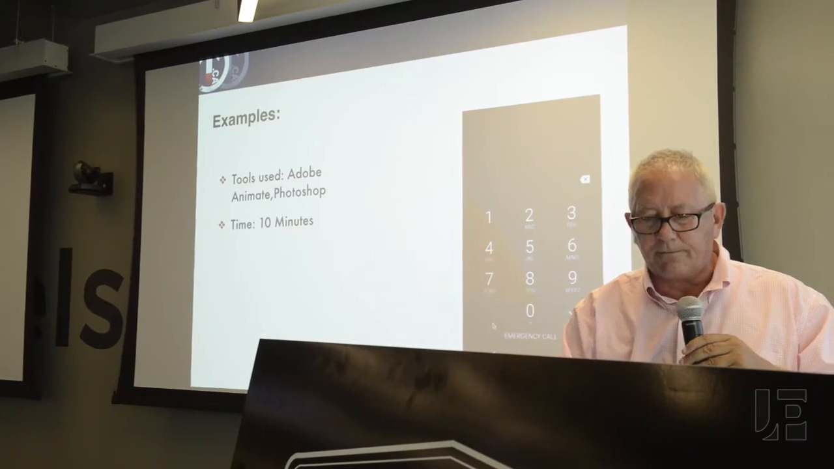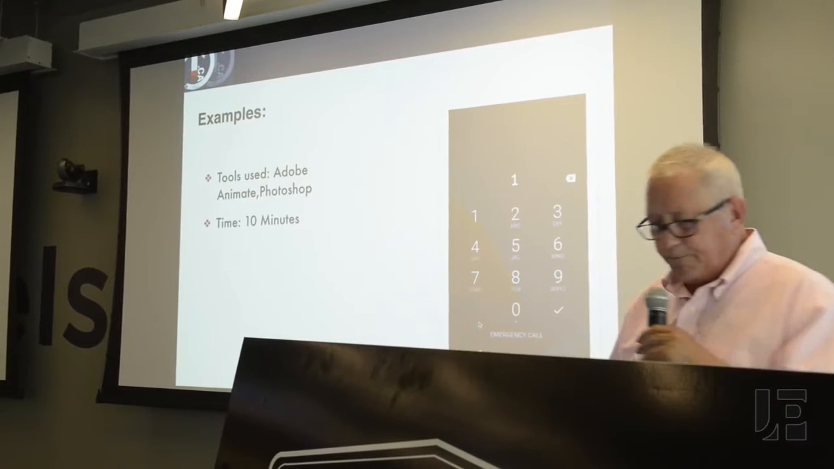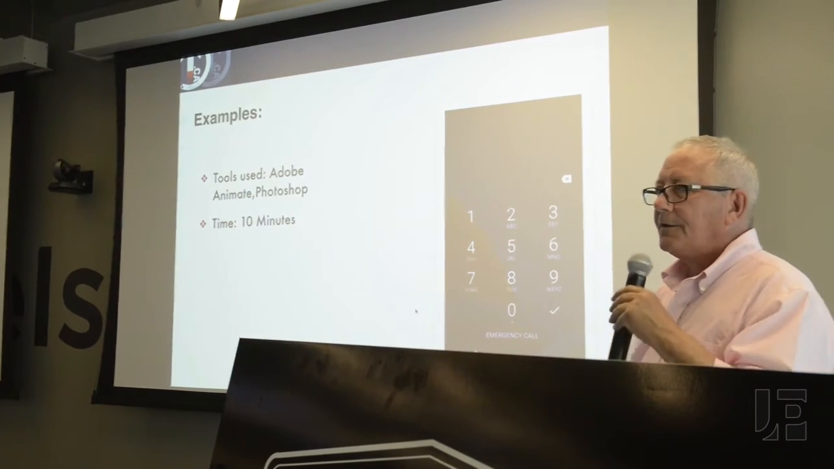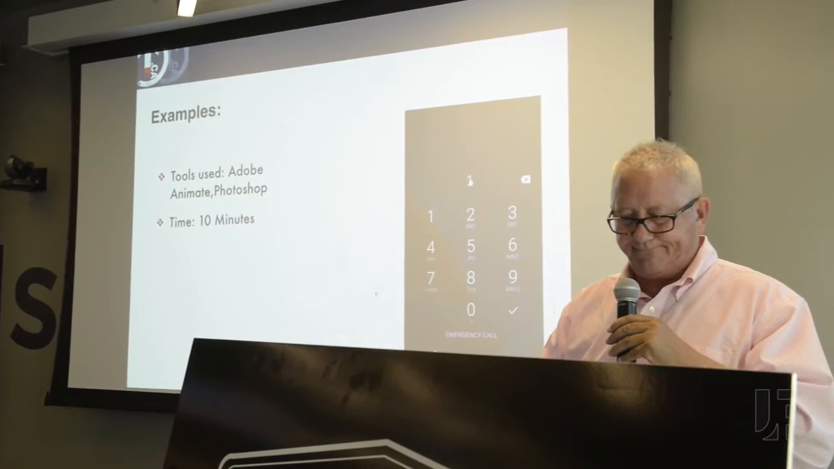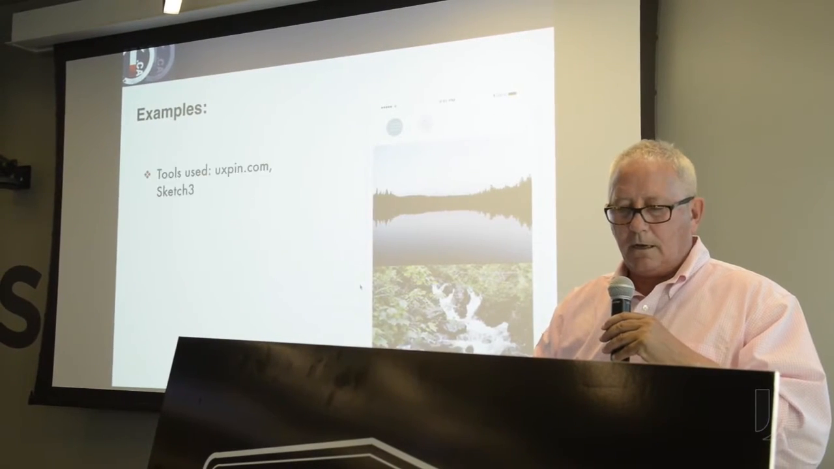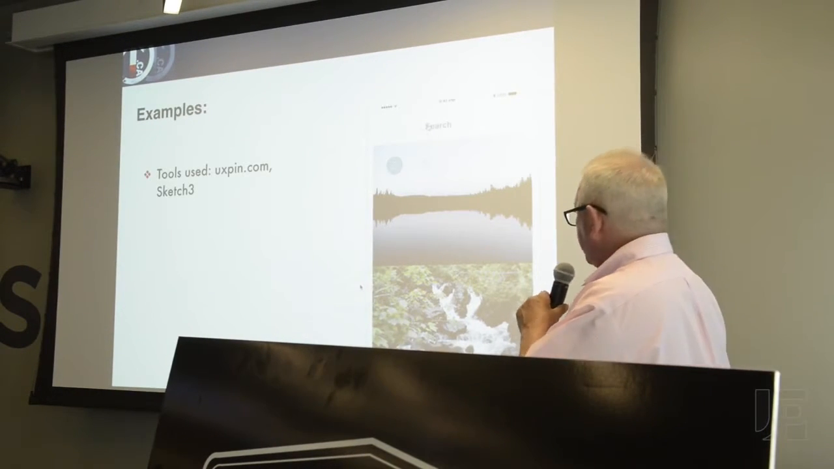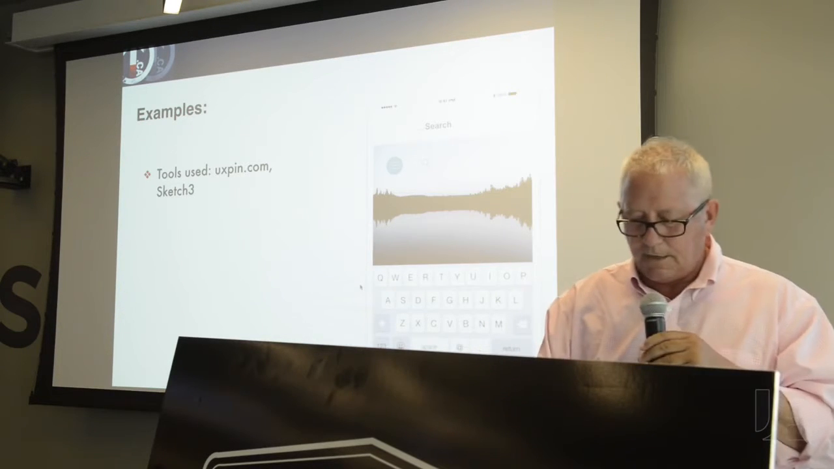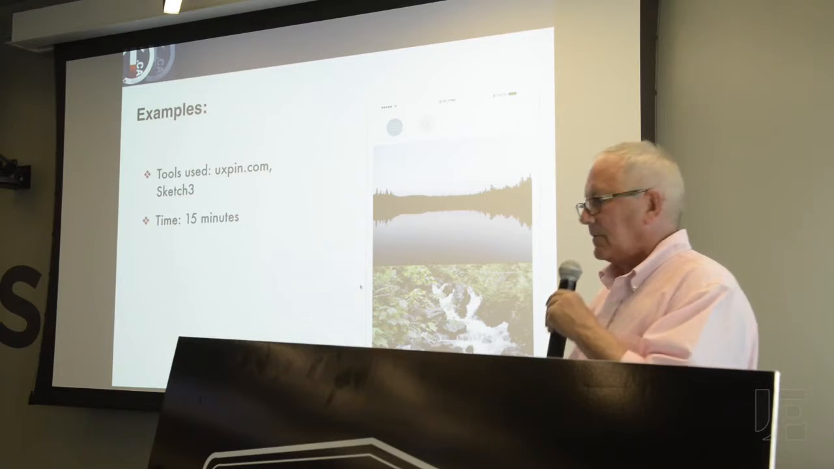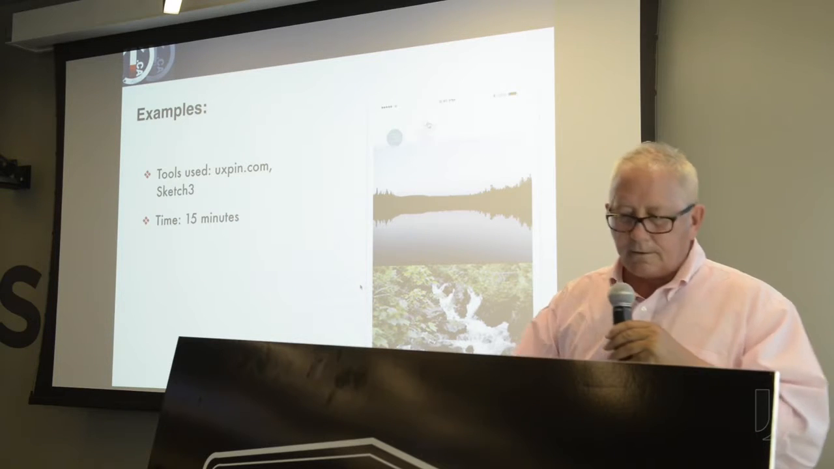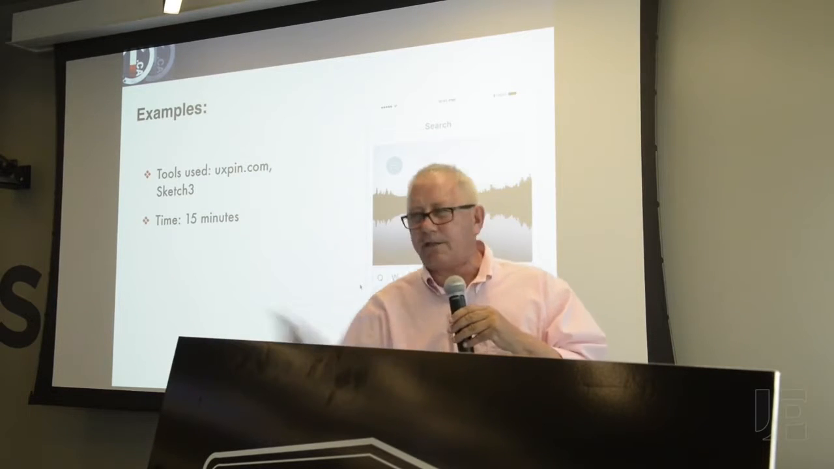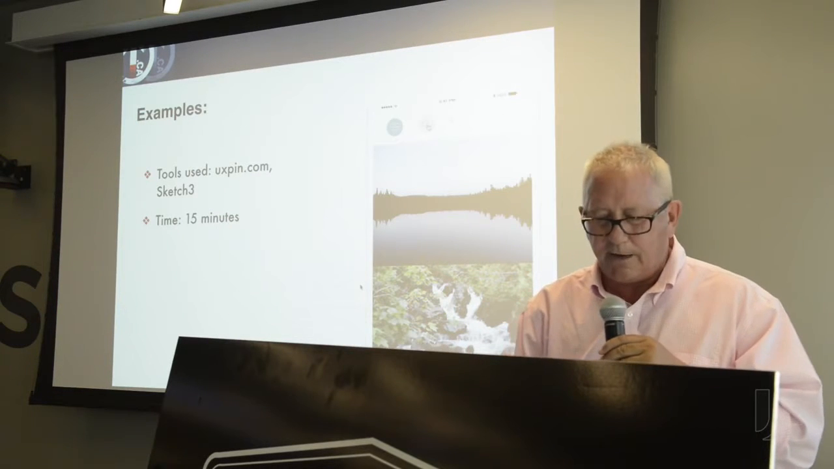So here's some examples. This little piece I did, I used Adobe Animate and Photoshop. How long did it take me to do? 10 minutes. Like, come on. This one here used UXPin for search. How long did it take? 15 minutes. A couple of graphics. And by the way, all these little icons and things are always built into the applications. They've got the UI kits built in. You just drag and drop them in.